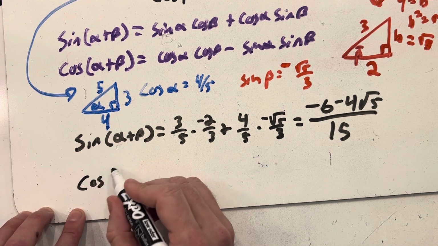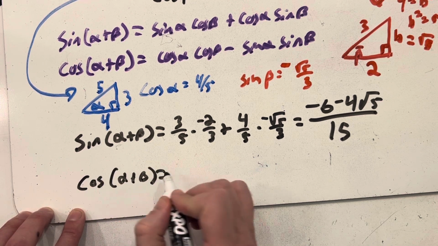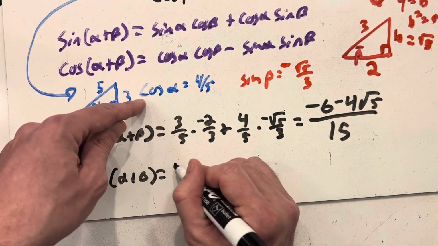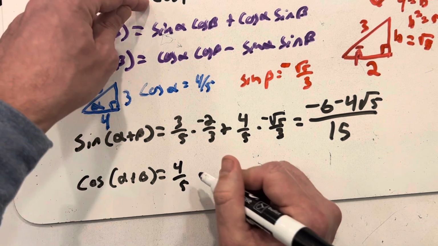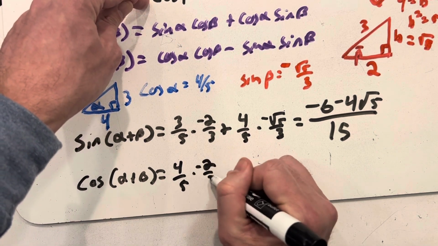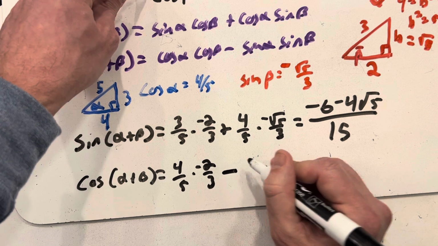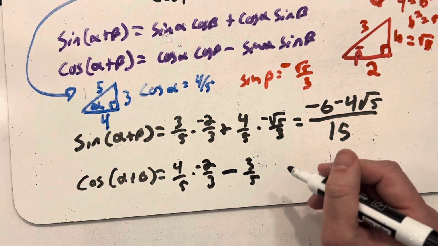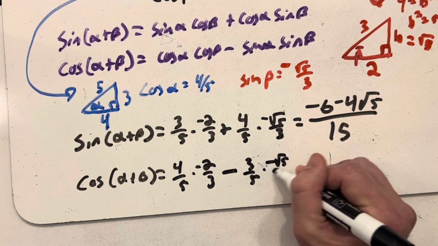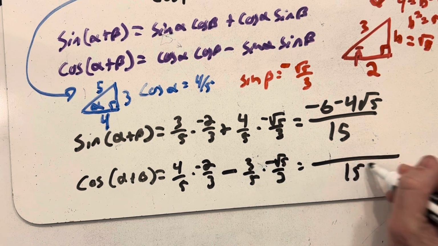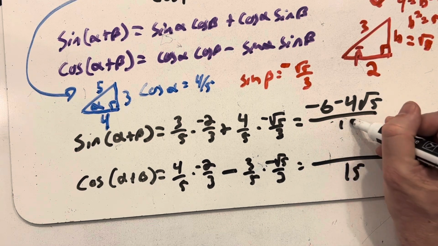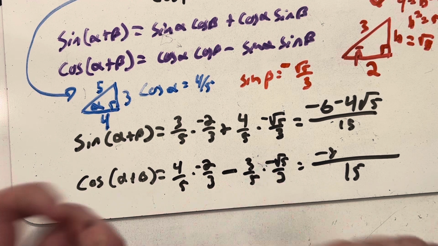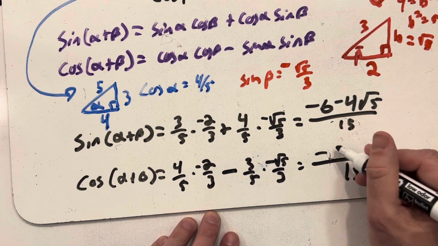Cosine of alpha plus beta. All right, well, now I go cosine minus sine. So I have the cosine of alpha, 4/5. The cosine of beta, minus 2/3. Minus the sine of alpha, 3/5. And the sine of beta, minus root 5 over 3. Still have that common denominator of 15, if I'm choosing to make that just a little bit smaller. All right, minus 8. Negative times negative, that's going to be a positive 3 root 5.